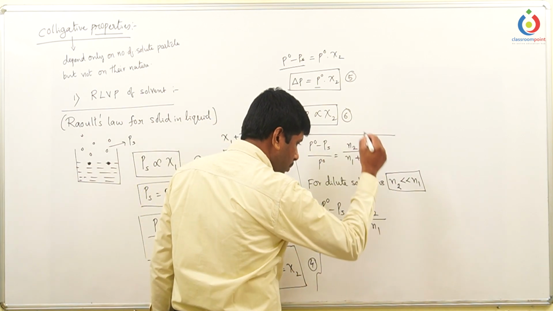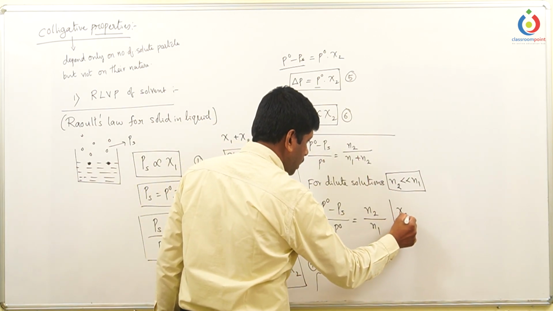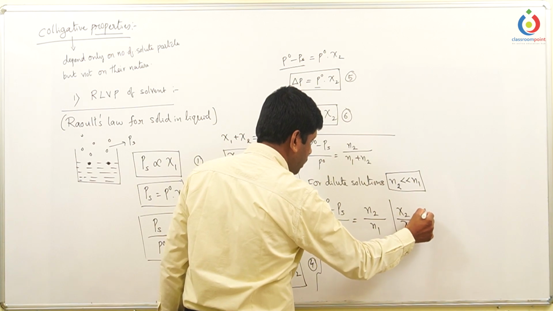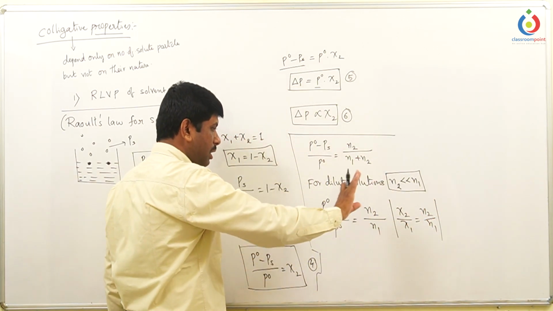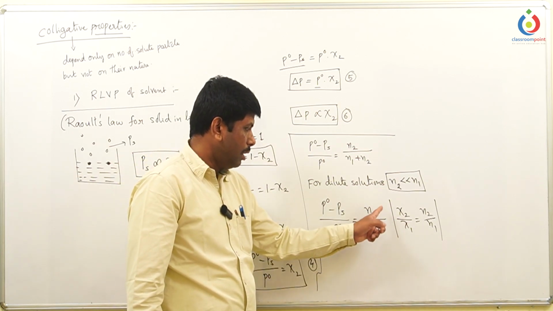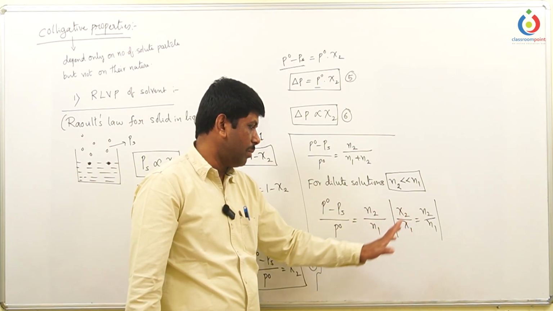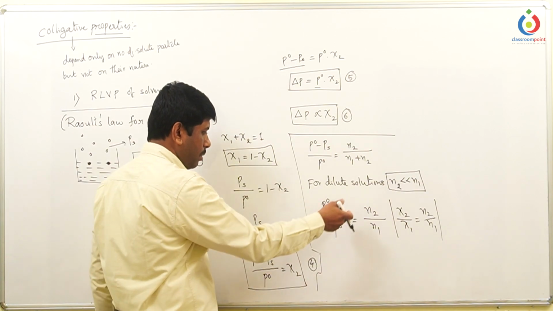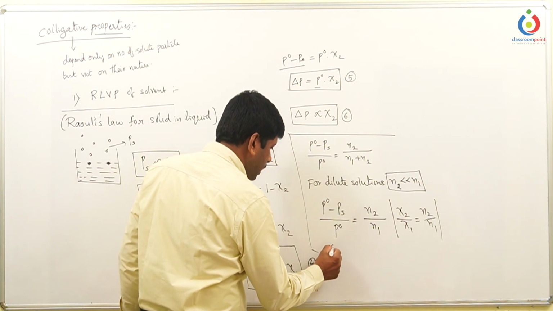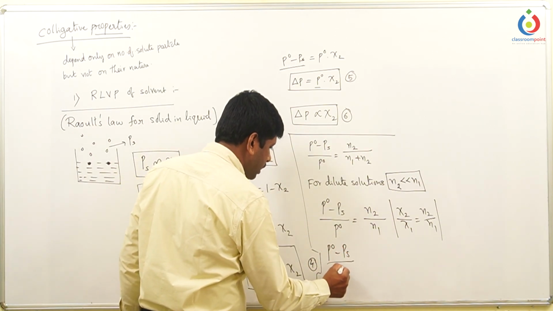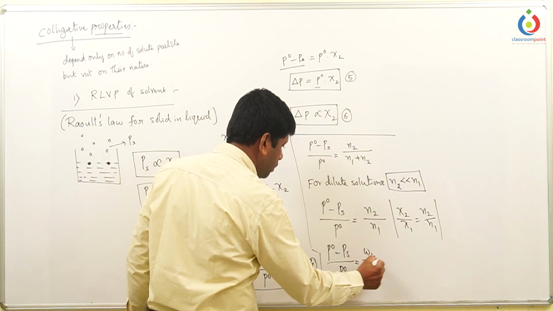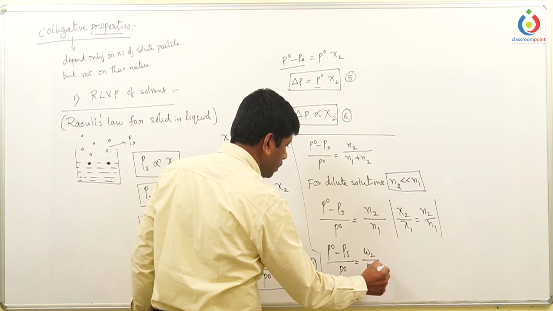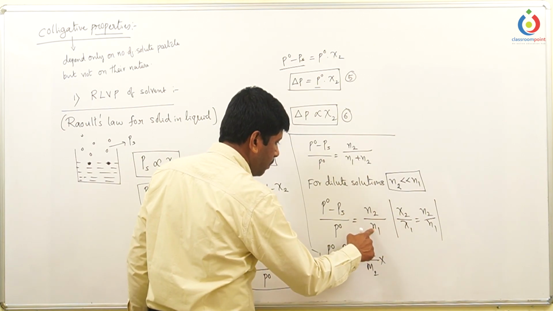And in mole fraction, we discussed that x2 by x1 equals the number of moles of solute by the number of moles of solvent. This form also you can write. The ratio of number of moles gives the ratio of the mole fractions. Okay, now let's come to this part. P naught minus Ps by P naught equals number of moles of solute, that means weight of solute by molecular weight of solute, into number of moles of solvent.